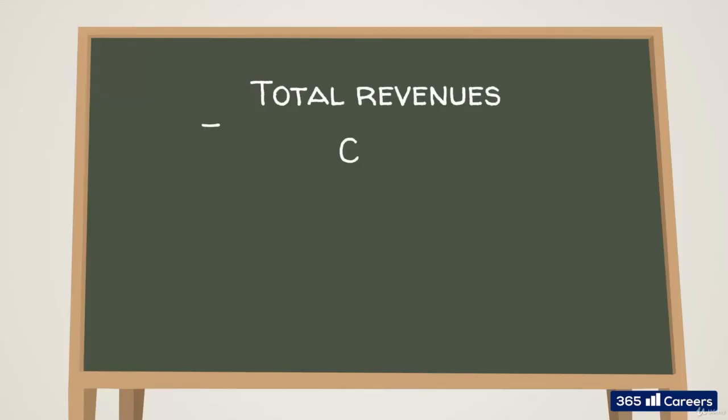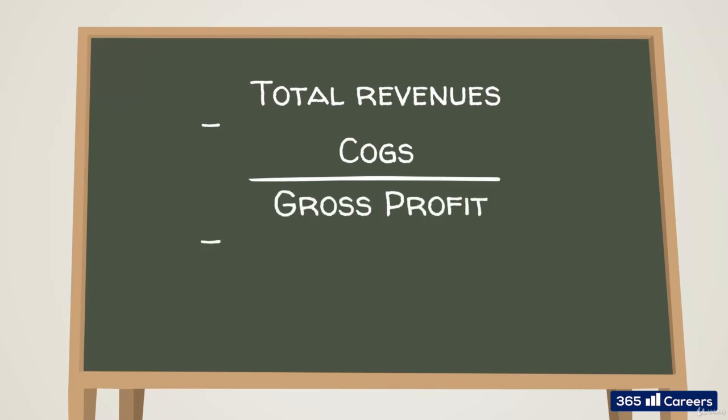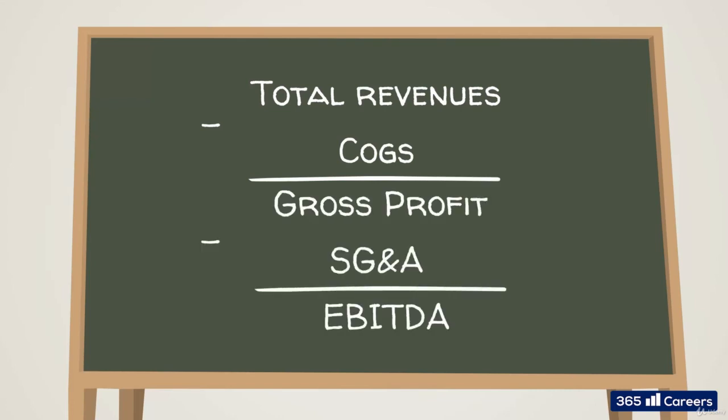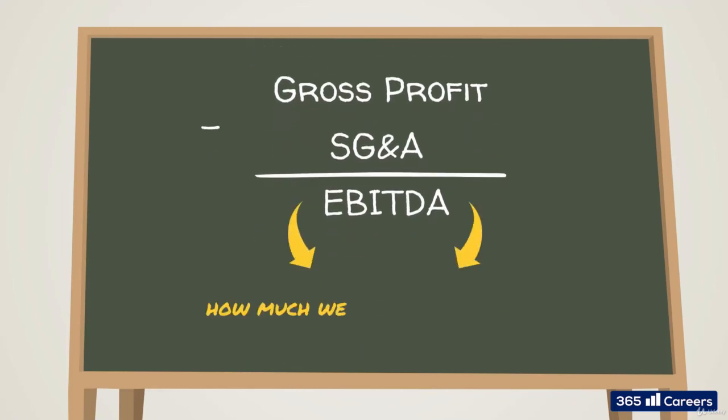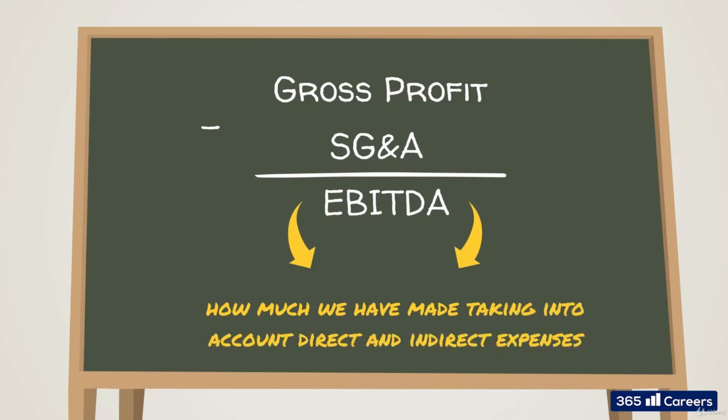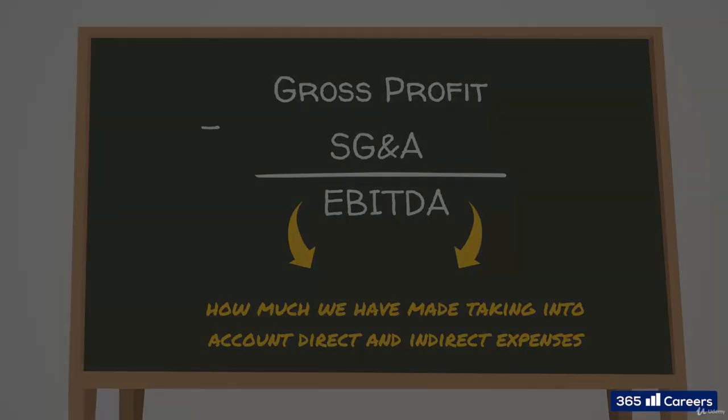When we subtract COGS and SG&A expenses from total revenues, we'll obtain EBITDA, standing for earnings before interest, tax, depreciation, and amortization. EBITDA is one of the most popular measures of operating income. It shows us how much we've made once we considered both direct and indirect expenses.